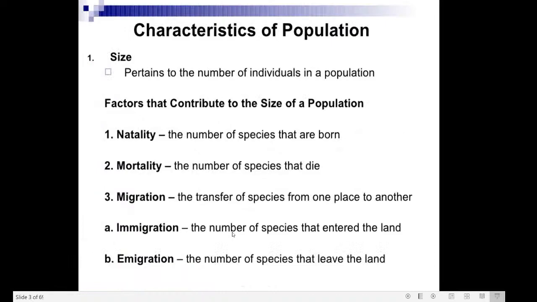What are the parameters? Size pertains to the number of individuals in the population; size means a count. What are the factors that influence the size of a population? Natality means the number of individuals born. Mortality is the number of individuals that died. Migration is the movement of species from one place to another. Migration is possible for birds and animals.